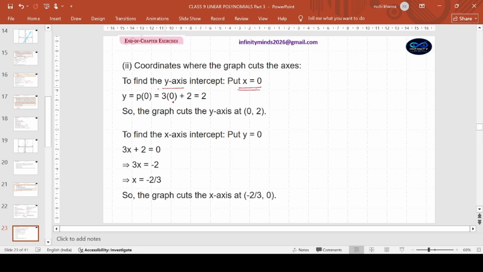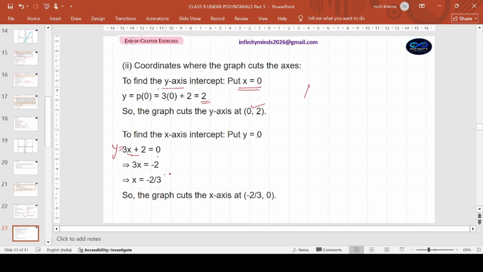So 3x plus 2 is our polynomial. Put x equals 0, you only obtain 2. That is, 0 comma 2 can be one of the coordinates. Now meeting the x-axis means the y coordinate is 0. But what is y? y is this entire ax plus b. The 3x plus 2 is your y. Try and understand, it's slightly twisted, children. This whole thing, this full polynomial is y. So 3x plus 2 becomes 0.